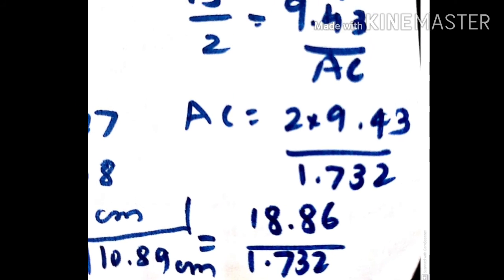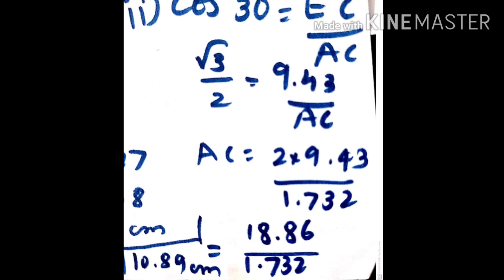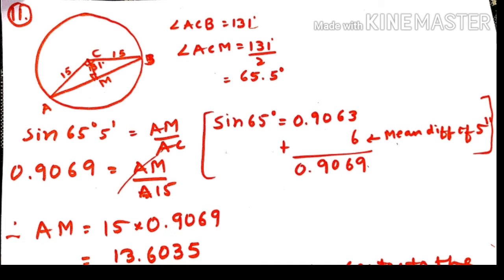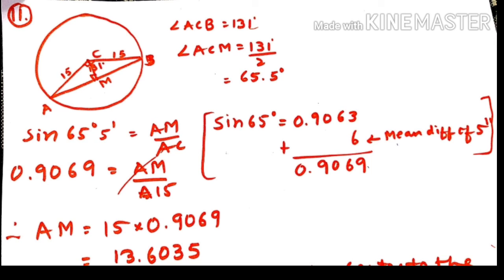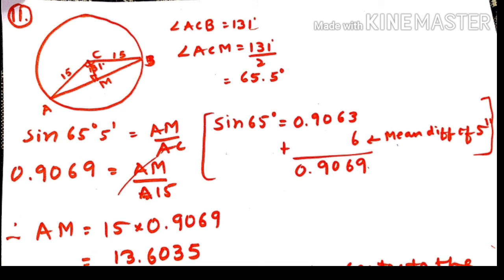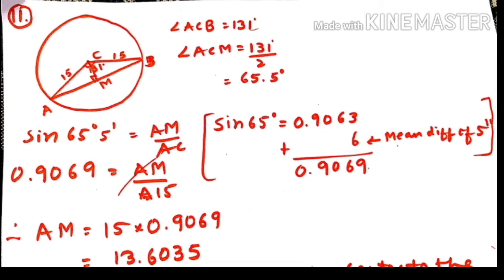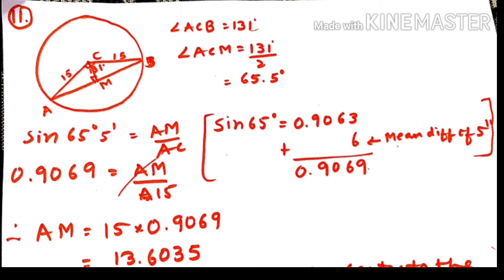Now let us see question number 11. Students, the questions which I am leaving, you have to solve by yourself accordingly as I am solving these questions. Question number 11, figure 18.10. The radius of a circle is given as 15 centimeter and chord AB subtends an angle of 131 degrees at the center C of the circle. Using trigonometry, calculate the length of AB and the distance of AB from the center C.